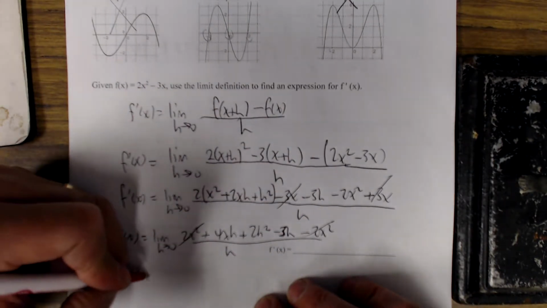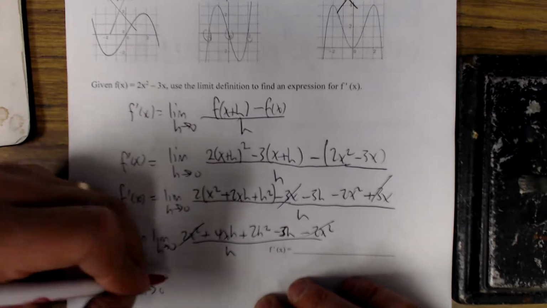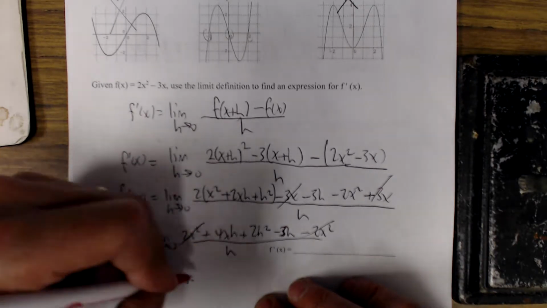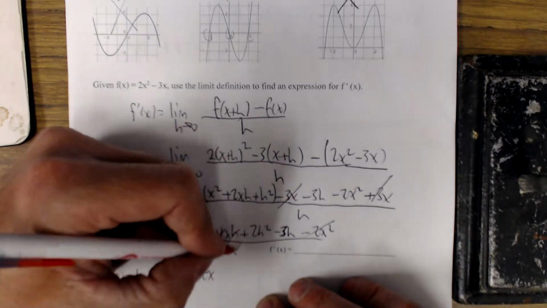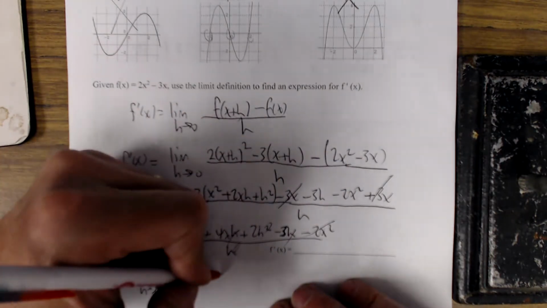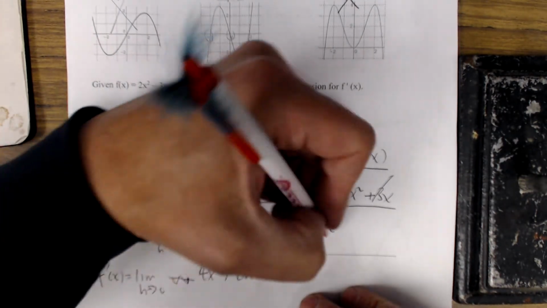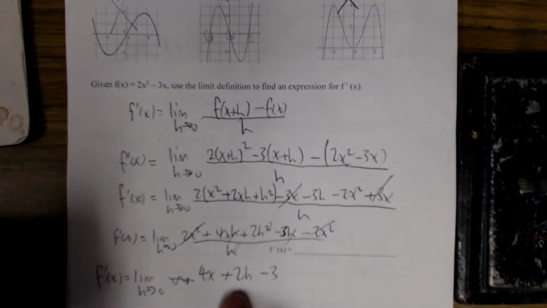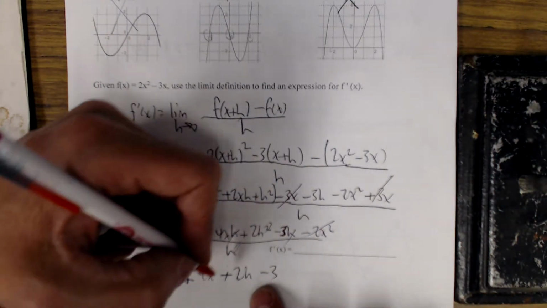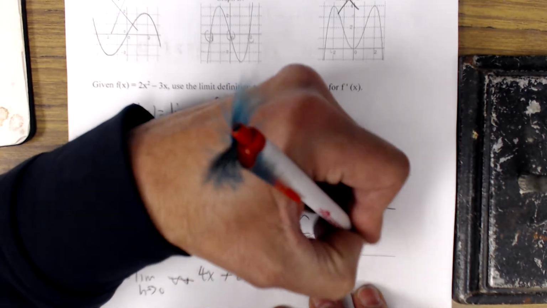So that's going to give us the limit as h goes to 0. Now be careful. That's going to give me 4x, but we also have to cancel out the h with one of those and then one of those. So plus 2h minus 3. And then as h goes to 0, that's going to give me 4x minus 3.